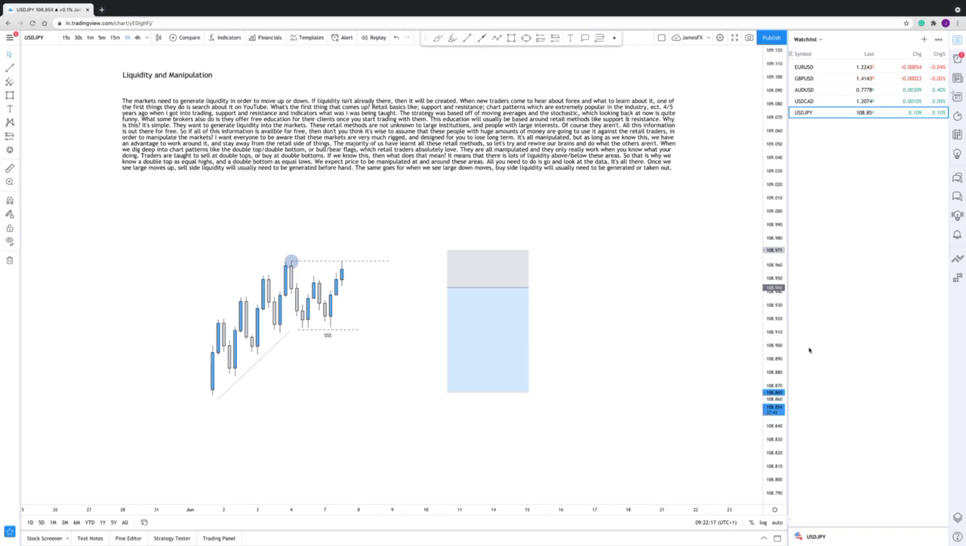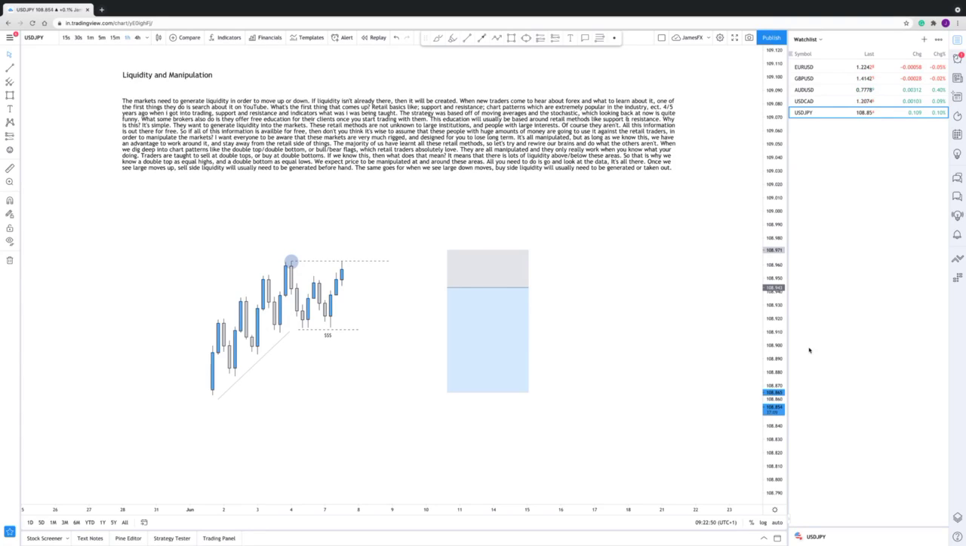So these retail methods are not unknown to large banks and people with large interests. Of course they're not. All this information is out there for free for anyone to go and search up. So if all this information is available for free, don't you think it's wise to assume that these people with huge amounts of money, endless amounts of money, they're going to use it against the majority of retail traders in order to manipulate the markets?